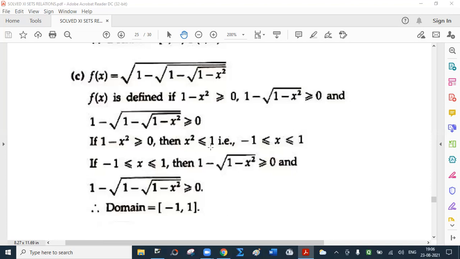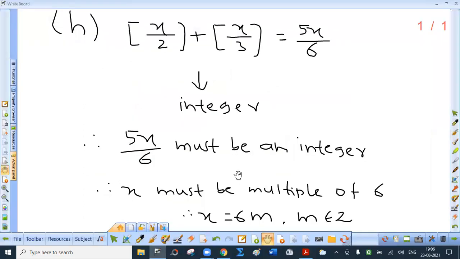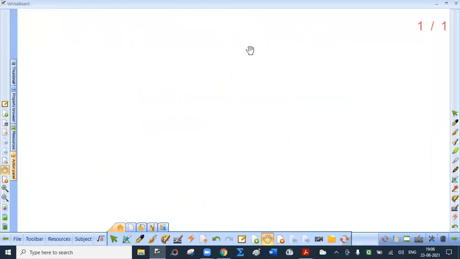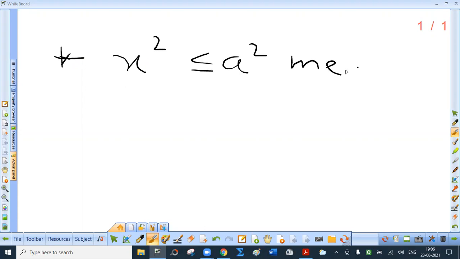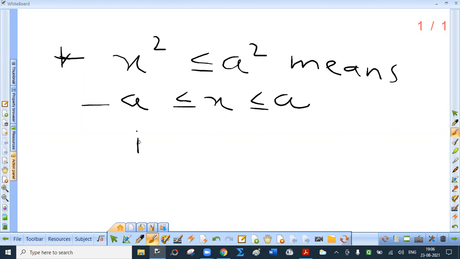See, I have explained this at least 5 to 6 times. I have asked you to remember two things. If you do not know this, please write down. X square less than or equal to a square. What does this mean? This means minus a less than or equal to x less than or equal to a. You may also say that is modulus of x less than or equal to a.